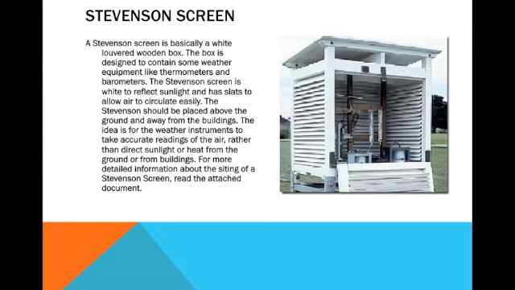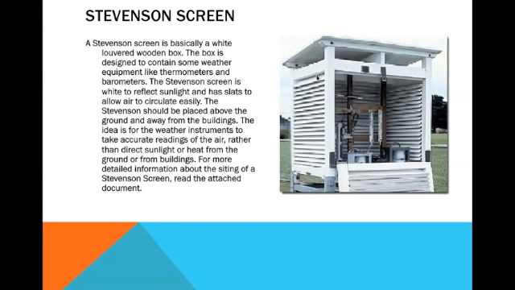So, when we measure weather, we use certain equipment. Firstly, a Stevenson screen. So it's basically a white louvered box, and louvered means that it has these little wedges, like your blinds do in front of the windows in your house. So the box is designed to contain some weather equipment, like the thermometer and barometer.